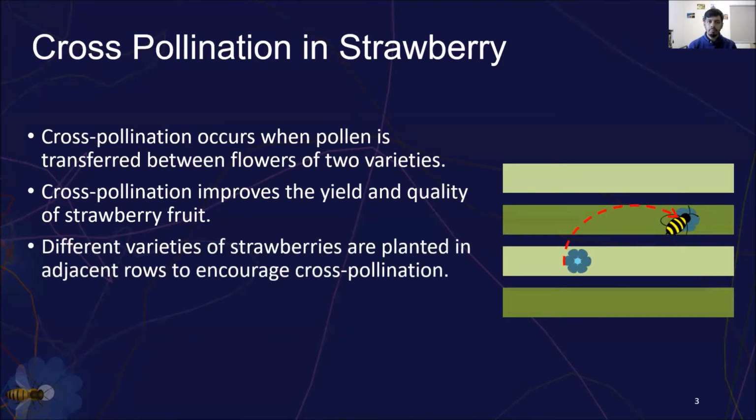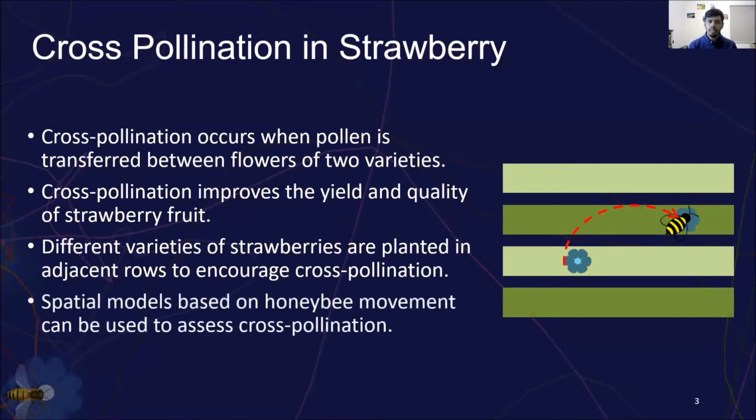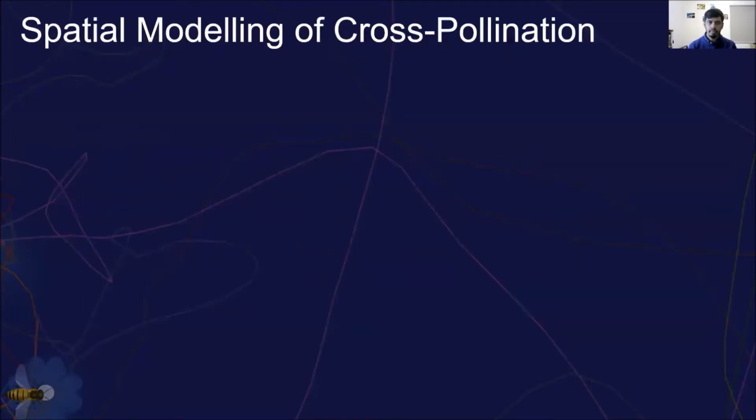Because of this, farmers implement different techniques to encourage cross-pollination. One of those methods is planting different varieties of strawberries in adjacent rows to encourage cross-pollination. We can use spatial models based on honeybee movement to track and assess cross-pollination in a farming setup. Next, I will present an overview of modeling approaches that can be used to model cross-pollination.